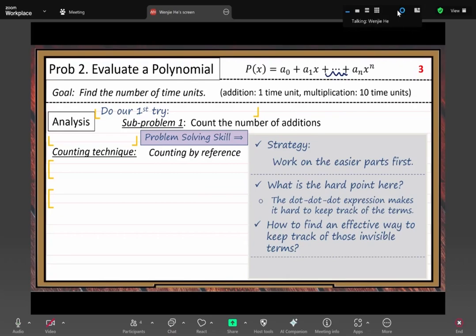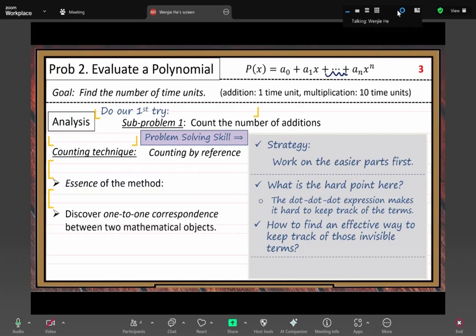When you get to some new place, you may need some reference, landmark, building, as your reference objects. Here, we do the same thing. We need some reference objects. The essence of this method is that we discover some one-to-one correspondence between two mathematical objects. Because here, we are working on math formulas, so we study mathematical objects.